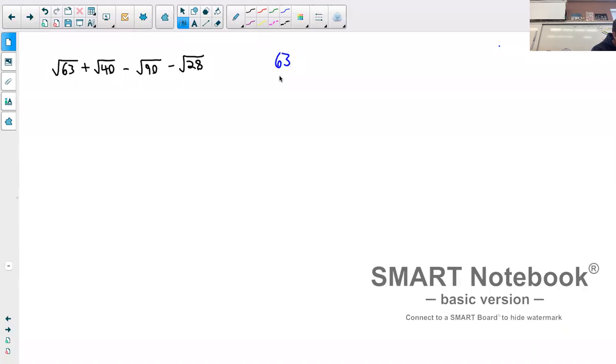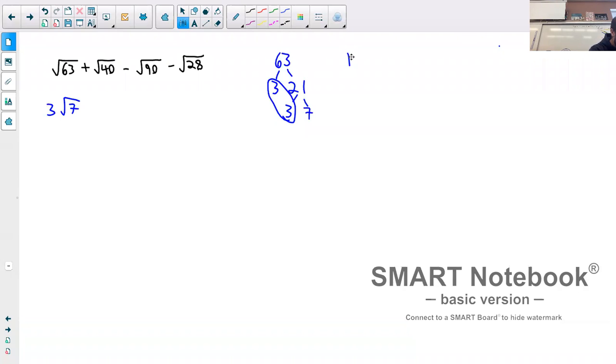So 63 is 3 times 21. 21 is 3 times 7. So we have a pair of 3s, so a 3 will come out. So we have 3 square root of 7.